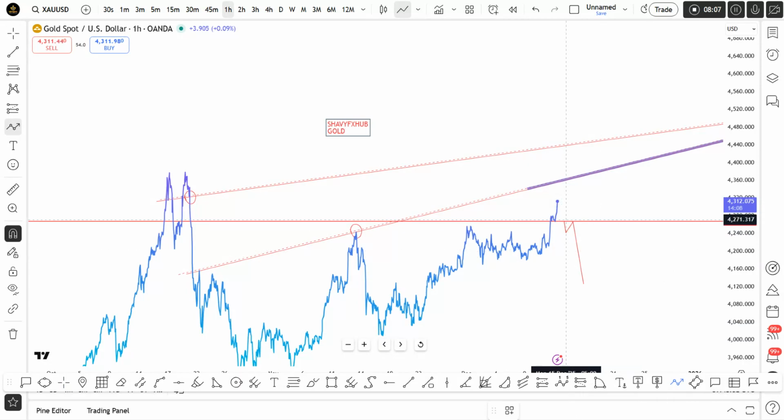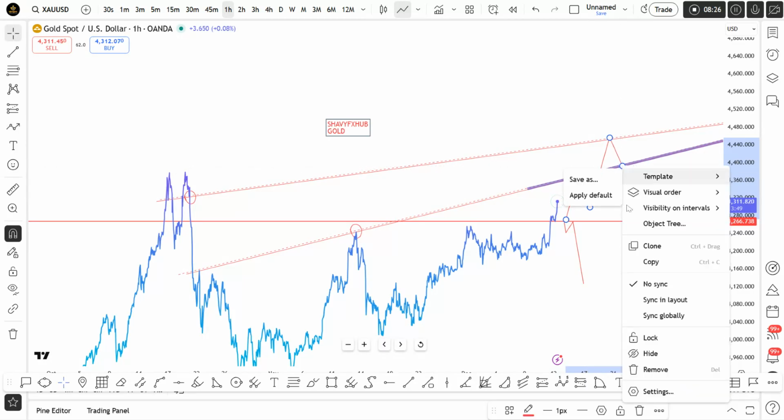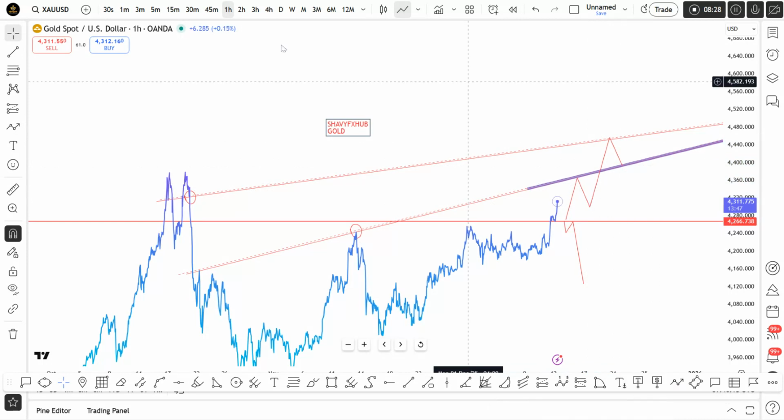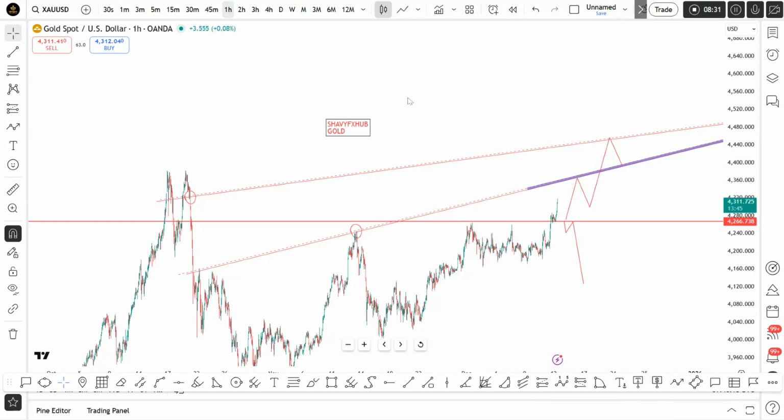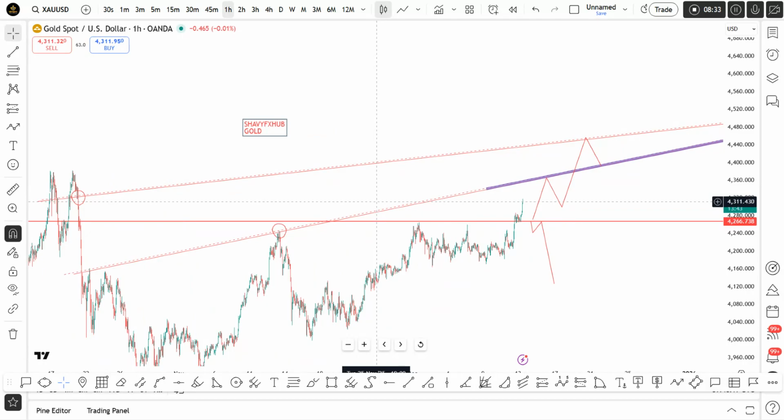So since we have come into this area, the next thing I see is a push into here. That's what I see next. Then correction, then a new all-time high correction. That's my technical perspective. So that's technically what I see.